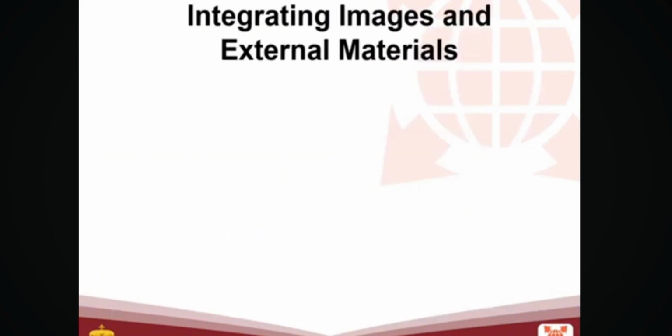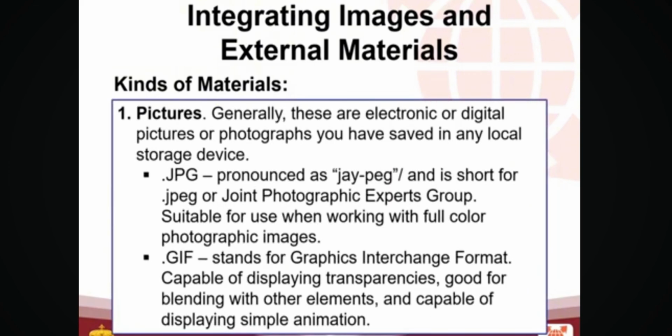After mail merging and label generating, let's proceed with integrating images and external materials. We have different kinds of materials to be used in integrating images. First, we have pictures. Pictures generally are electronic or digital pictures or photographs you have saved in any local storage device. There are different kinds of pictures.